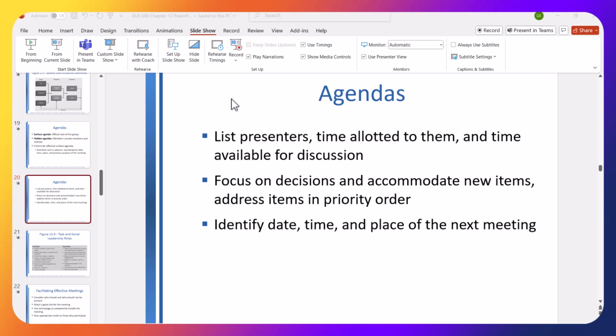Agendas list presenters, the time allotted to them, and time available for discussion. Focus on decisions and accommodate new items, address items in priority order, and identify the date, time, place, and next meeting. So there's a methodology for how you go about it when you have agendas. You try to make sure you're fair to everybody. Everybody has a chance to speak. We stay focused on the items and the things that are most important. And you also have to make sure that everybody understands when and where to meet and how long they expect to meet.